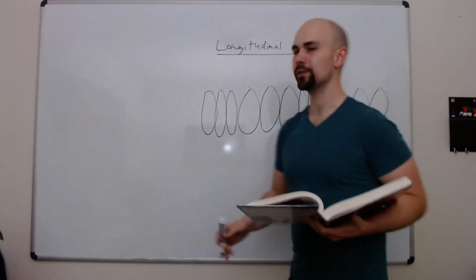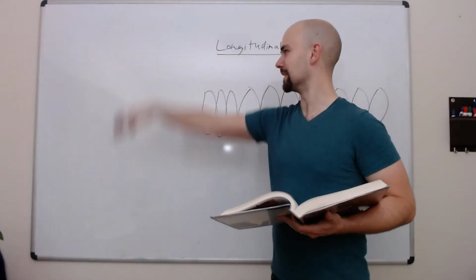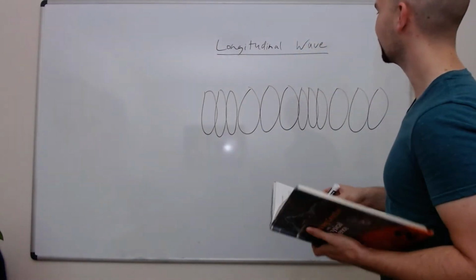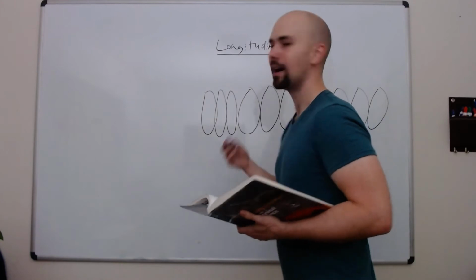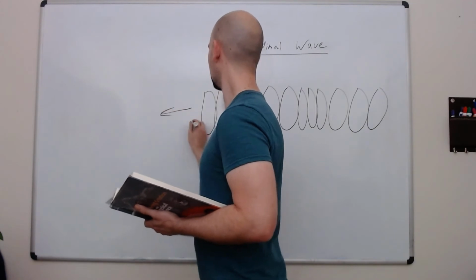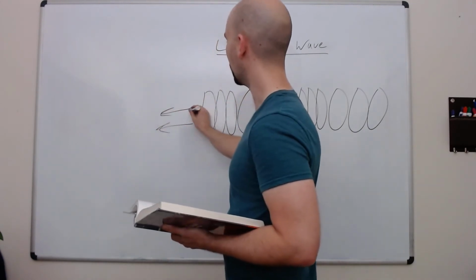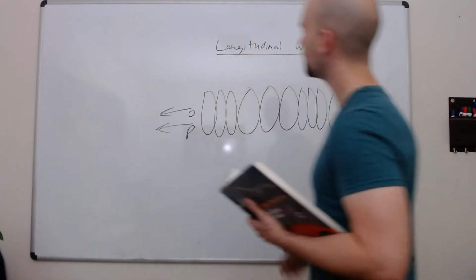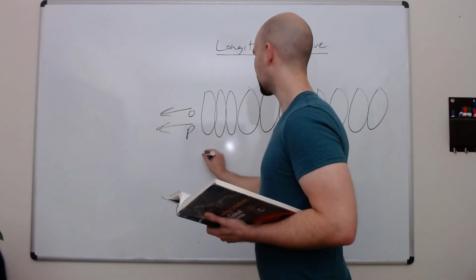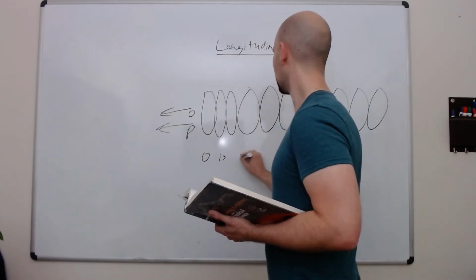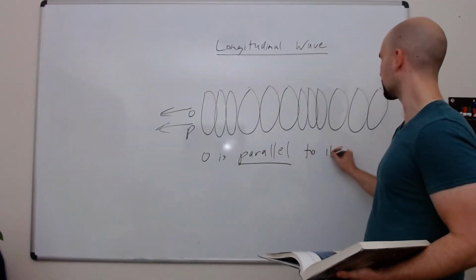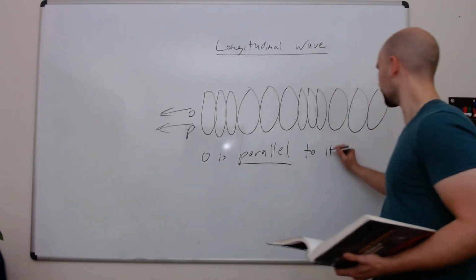So again, we defined a transverse wave as saying its oscillation is perpendicular to its propagation. A longitudinal wave, on the other hand, is going to oscillate in the same direction it propagates. I'm just going to write O for oscillation and P for propagation. And we define a longitudinal wave by saying its oscillation is parallel, not perpendicular, but parallel, to its propagation.